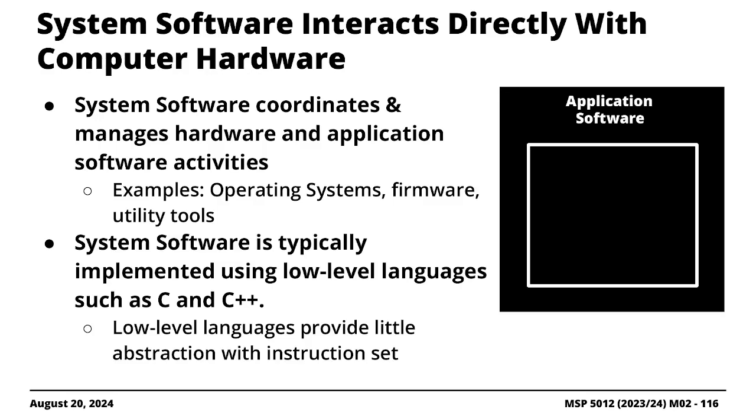Anyway, so it turns out, like we mentioned here, the system software, because of its function, or implied function, to coordinate and manage hardware and application software, directly interacts with the computer hardware. So all of these things we're talking about, right? Operating system software, firmware, and utility software tools, they have direct access to the hardware. Okay? And because of the role they play, they're supposed to be implemented using low-level languages.